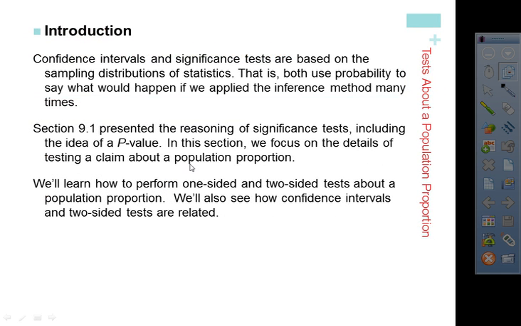So remember from 9.1 we talked about this idea of a p-value and significance test, meaning that the p-value is the probability that we get the value we got from a sample or something more extreme. And we'll learn how to do one-sided and two-sided tests.